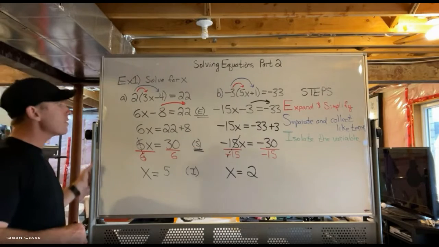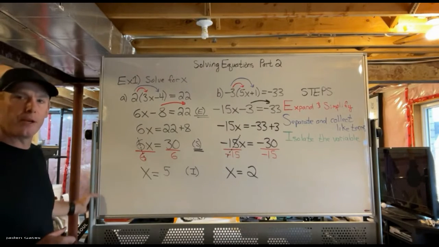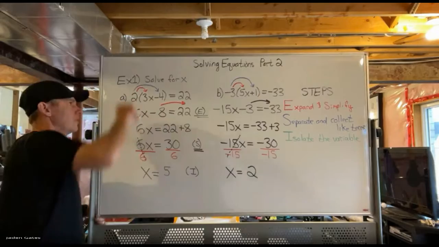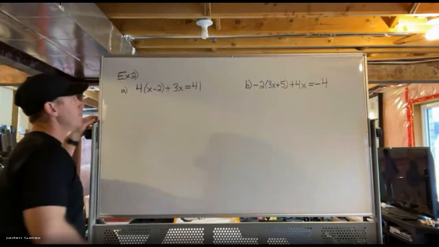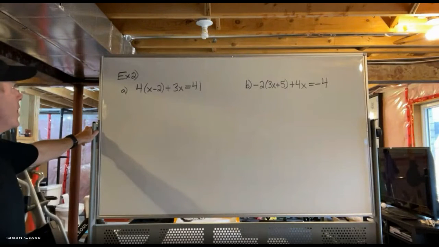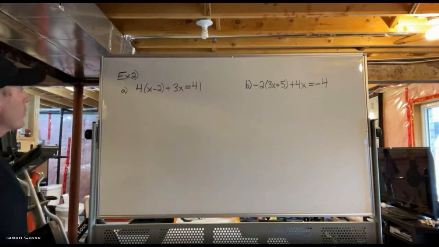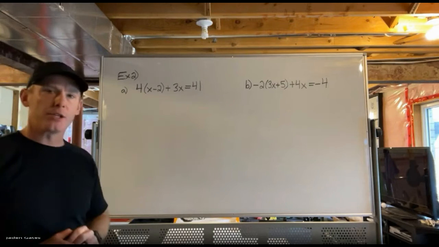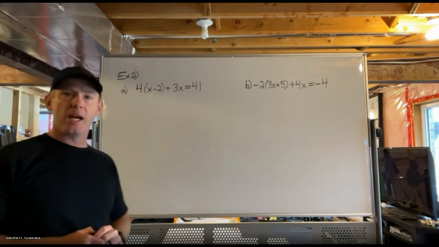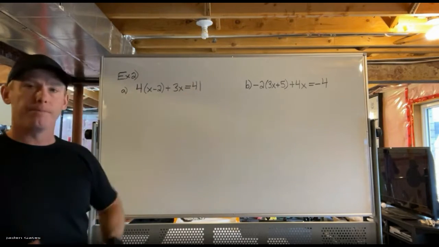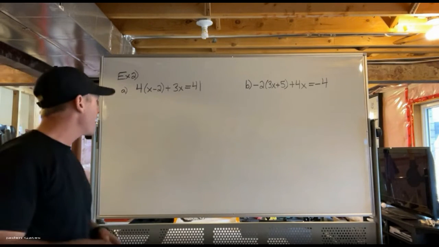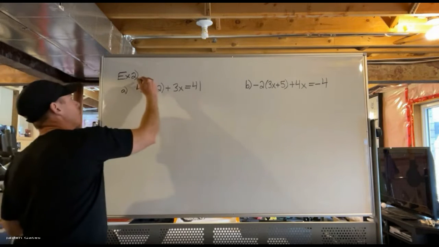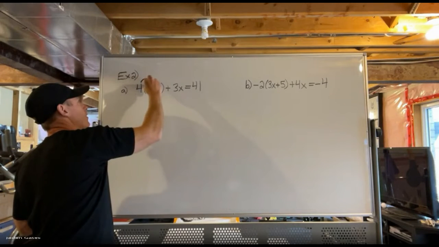All right, so of course, I can always step it up and try a couple of harder ones here. So here we go. All right, example 2. A. I have 4 times x minus 2 plus 3x is equal to 41. But again, you can see I've got a term here in front of my bracket, so I'm going to have to do my rainbow rule. First, that's the expanding part.